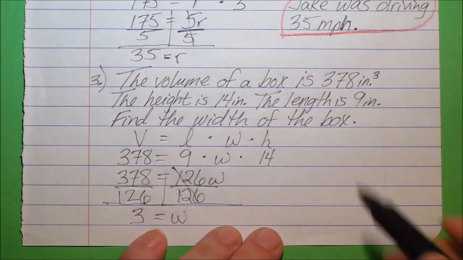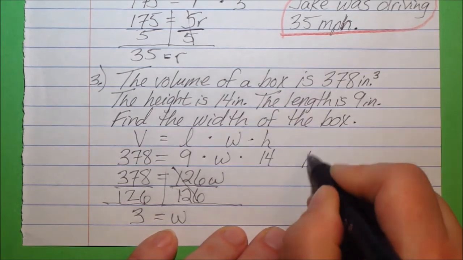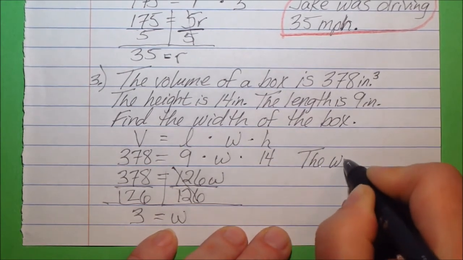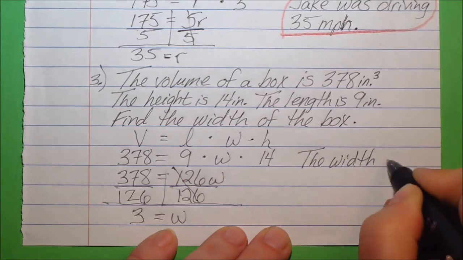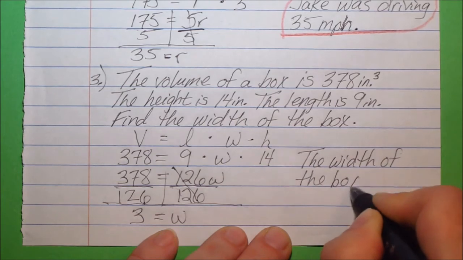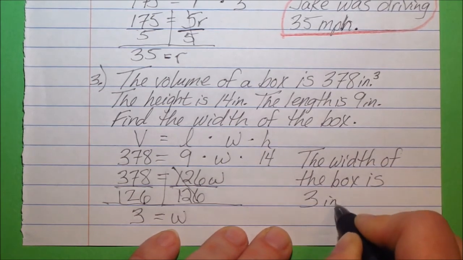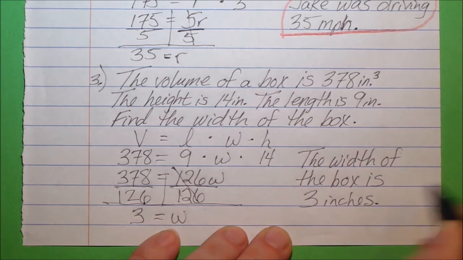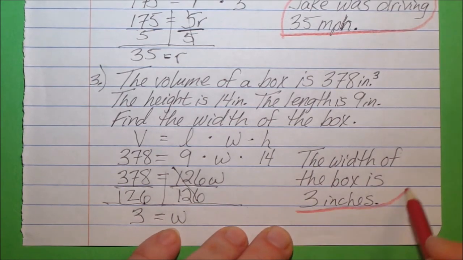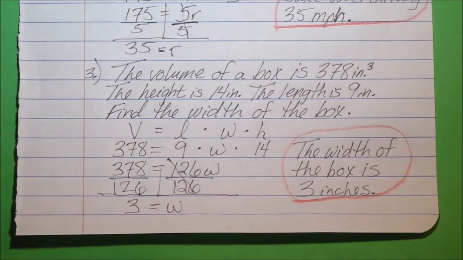So final step is to write my answer statement over here. The width of the box is 3 inches. All right, so that's my answer. All right, that's how you do the volume one.